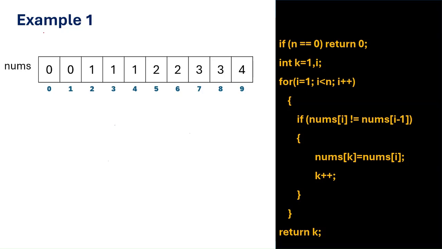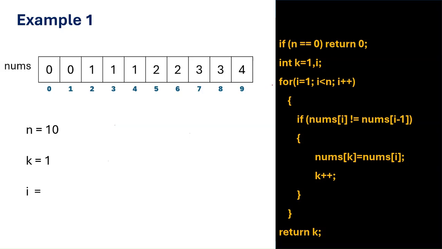Now let's try to understand logic of program with the help of example. We will also perform dry run of the program. So we are given nums array and size of array is 10. So n is 10. We will start with k equals to 1.